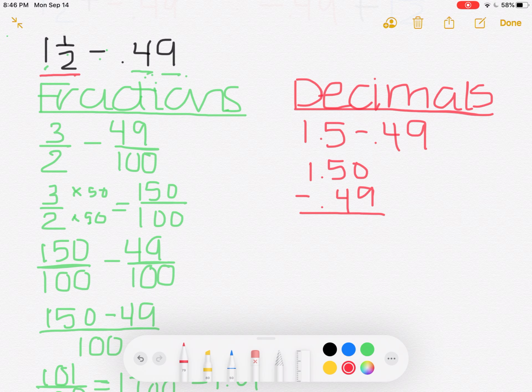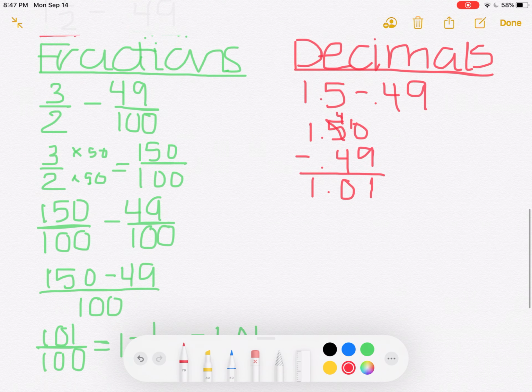So here we can do 0 minus 9, but we have to borrow. So that becomes 4. 10 minus 9, we get 1. 4 minus 4, we get 0. And then we have that 1 remaining. So our answer here is 1.01.